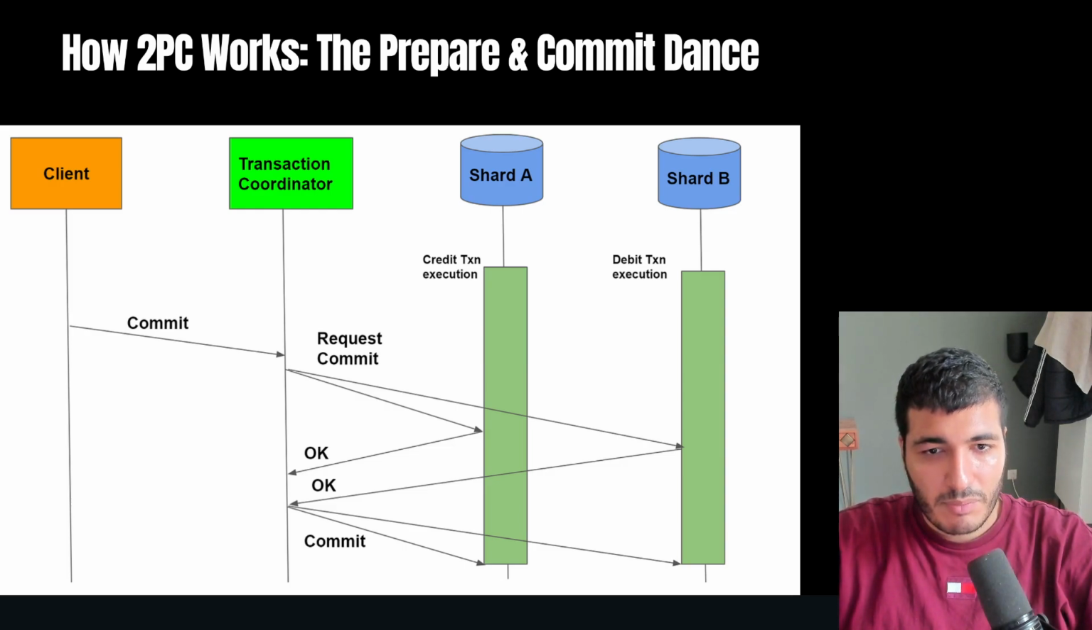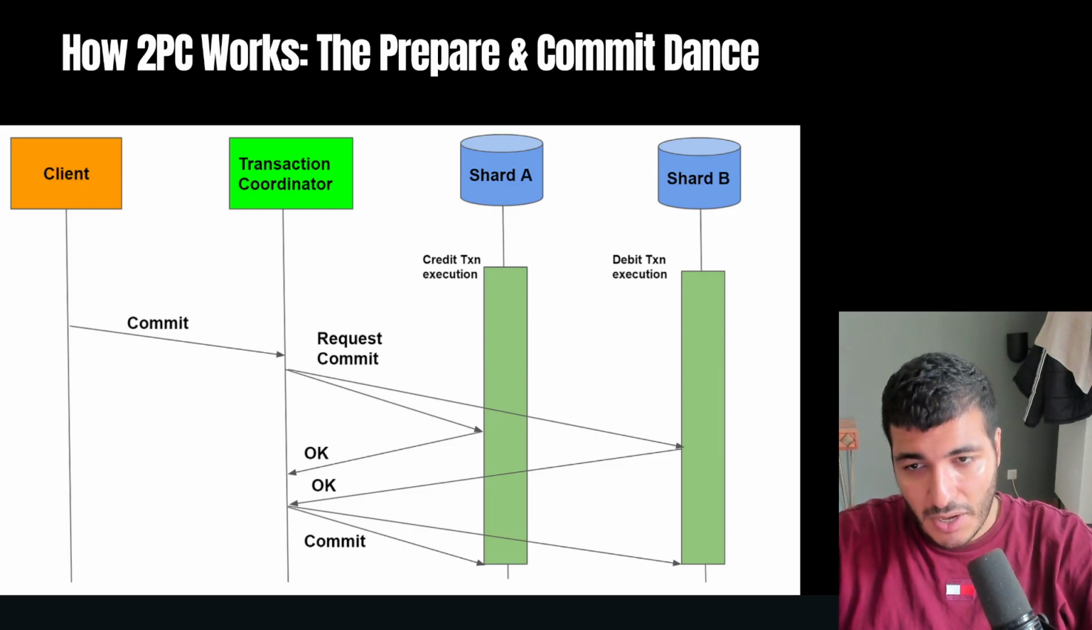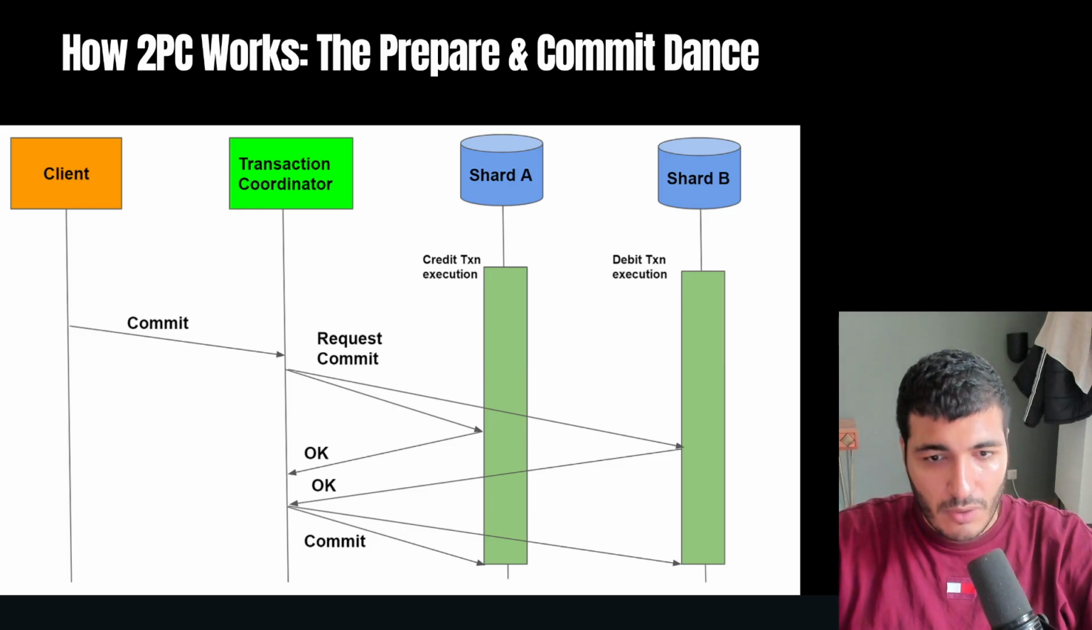Lastly, we have participants executing decisions. Upon receiving a commit message, participants finalize their changes and release their locks. Upon receiving a rollback message, participants undo their changes and release their locks. Once a participant has voted yes in phase one, it must commit or roll back based on the coordinator's final decision.